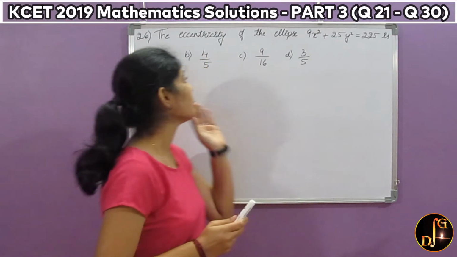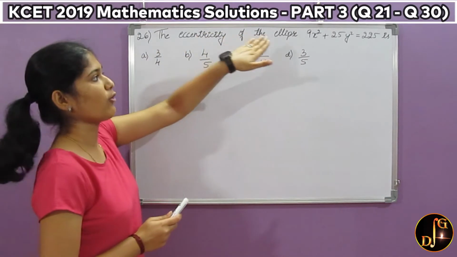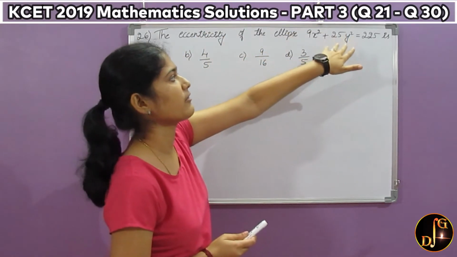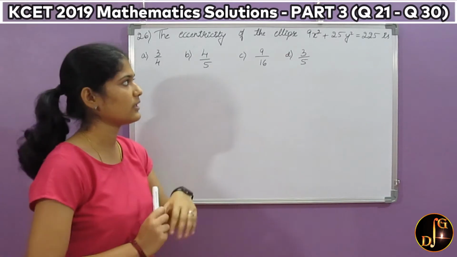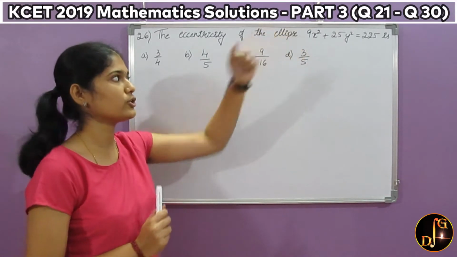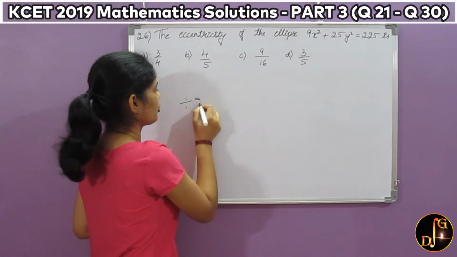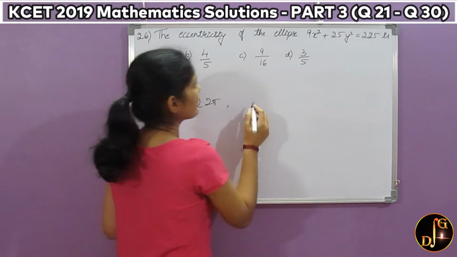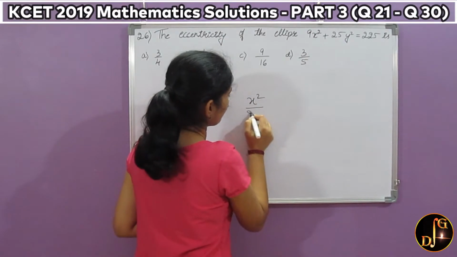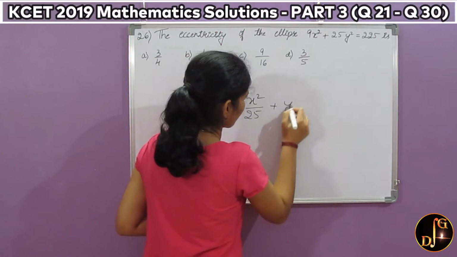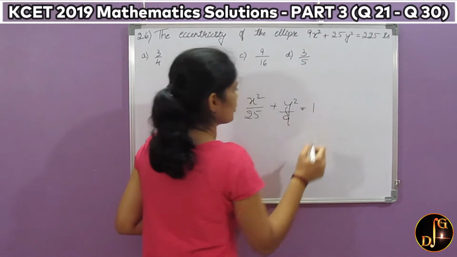In this problem, we have to find the eccentricity of the ellipse 9x square plus 25y square is equal to 225. Now let's convert this ellipse into standard form. For that, divide by 225. Then we will get x square by 25 plus y square by 9 is equal to 1.